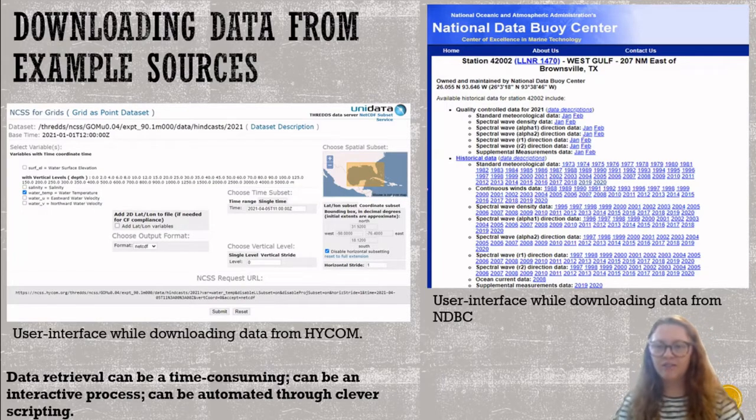For HYCOM, you have all kinds of different variables you can choose. You can change your time, your vertical level, the area that you would like to download from. And then for NDBC, there's different types of data. There's meteorological, wind data, wave density. As you can see, there's a whole lot of variety here. And if you don't know exactly what you're looking for, it can get quite confusing.